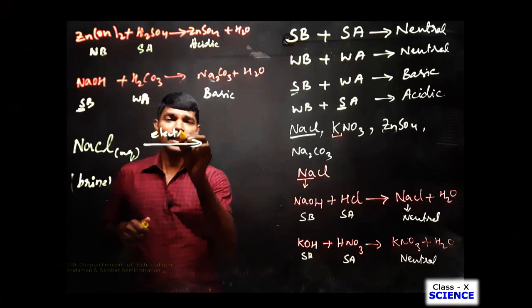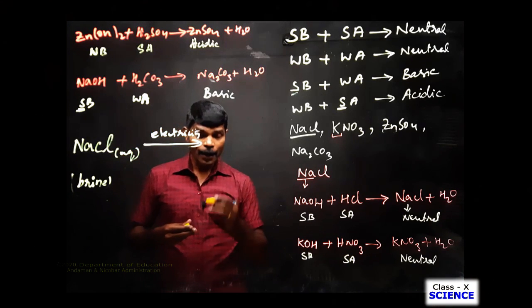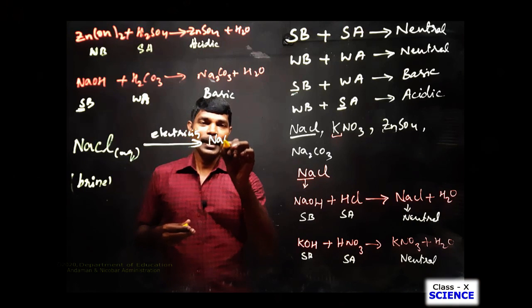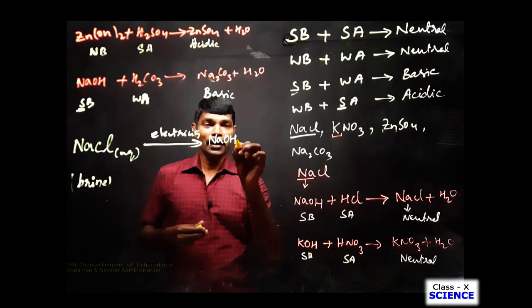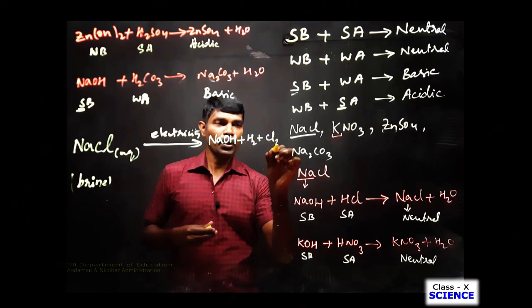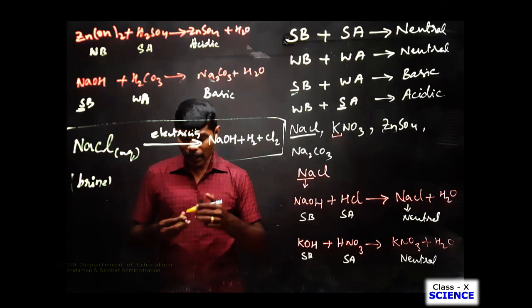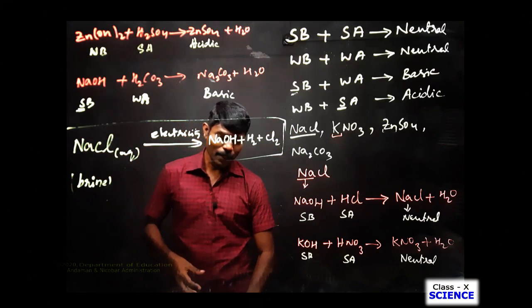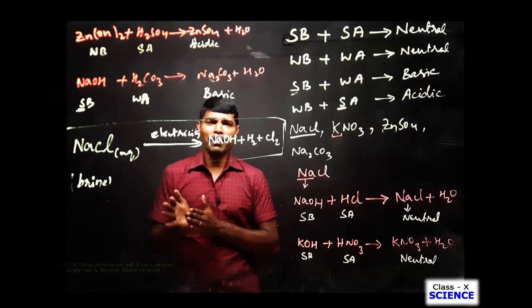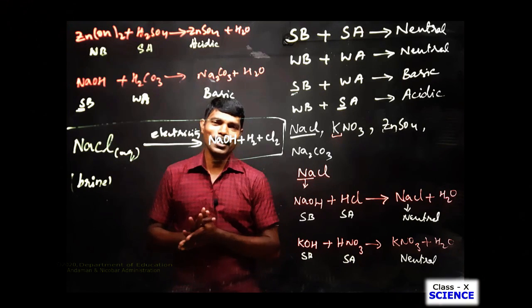When electricity is passed through an aqueous solution of sodium chloride, we will get some products. What are they? They are sodium hydroxide plus hydrogen plus chlorine. So this is one of the most important chemical reactions. By using this chemical reaction, we get some byproducts. By using these products, we can make a number of chemical substances which we use in our day-to-day life.